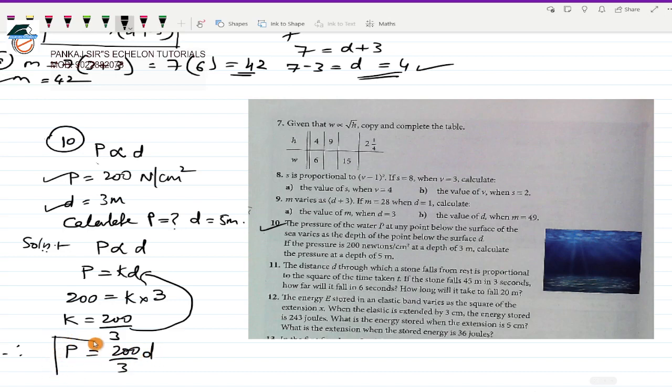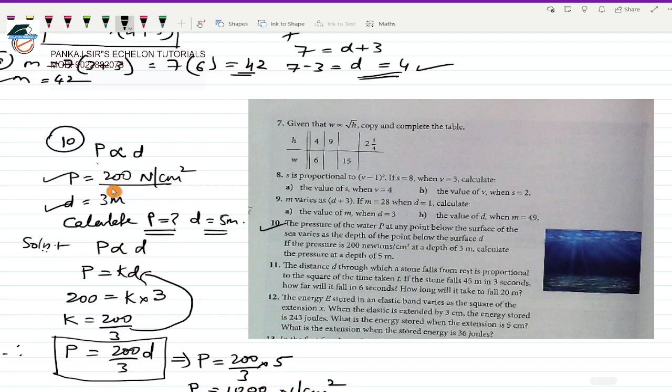Now this equation is going to help me calculate P when D is 5. So I use this equation: P is equal to 200 upon 3 times D. For what value of D do I want P? I want the value of P for D equal to 5, so I'll put 5 here. P will be equal to 5 2s are 10, so 1000 upon 3. The unit will be Newton per centimeter square, because the unit of pressure here is Newton per centimeter square. So this happens to be my answer.